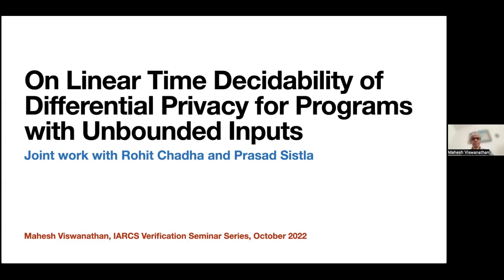So I'm going to talk about basically verifying differential privacy for certain types of programs. This is joint work with Rohit Chadha, who's at the University of Missouri, and Prasad Sisla, who's at the University of Illinois at the Chicago campus of the university. Most of my talk is going to be based on a paper that the three of us wrote that appeared in LICS last year, in LICS 21. And I'll briefly talk about some extensions that we have to those results, as well as some directions that we are exploring.